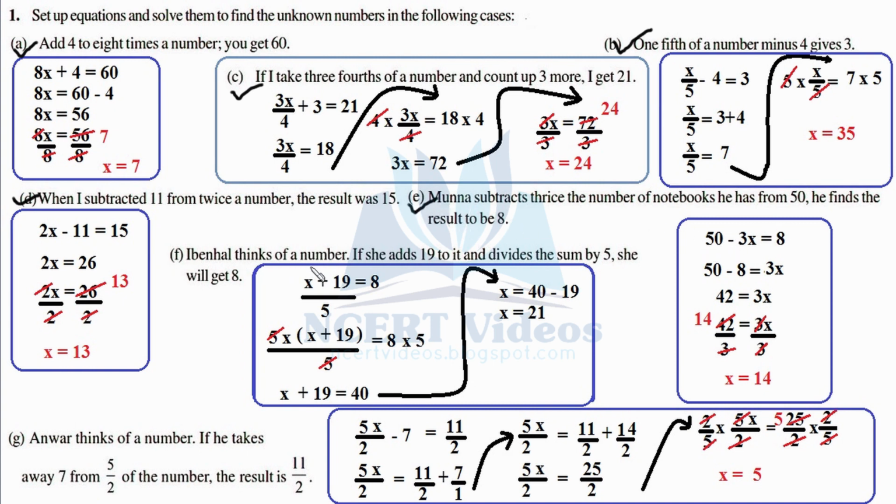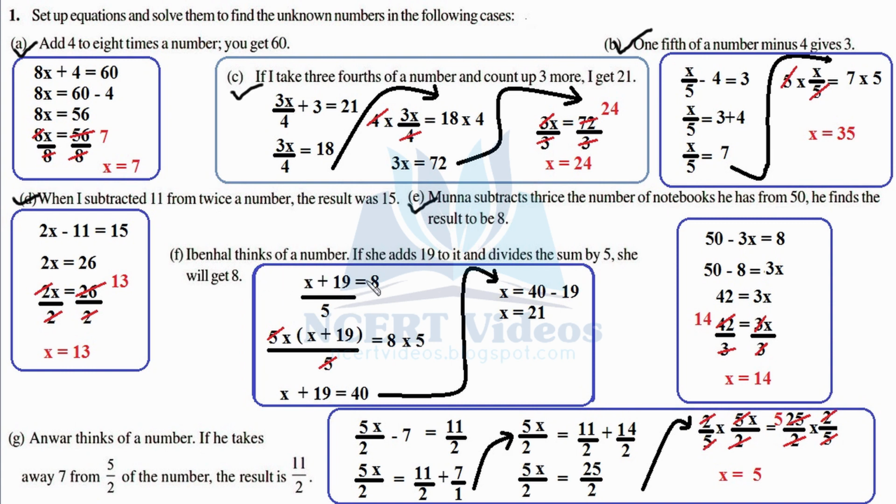Ibn Hall thinks of a number. Let us think of it as x. You can think of any variable from A to Z. If she adds 19 to it, we get x plus 19, and divides the sum by 5. So this is the total sum, whatever she gets, which she divides by 5. She divides the total, not only 19 but the total, x plus 19.